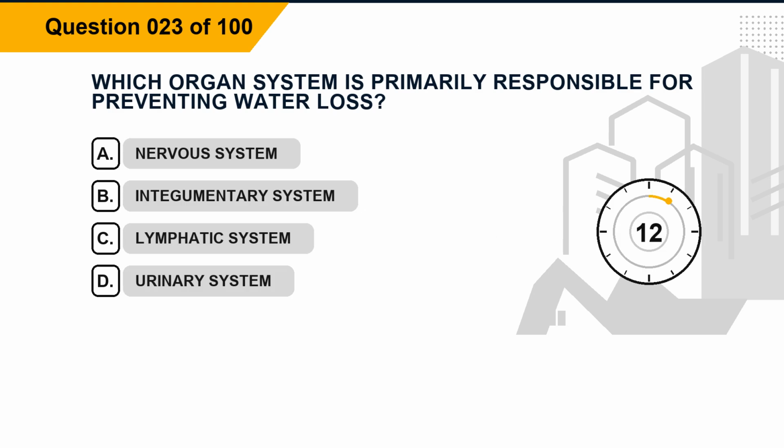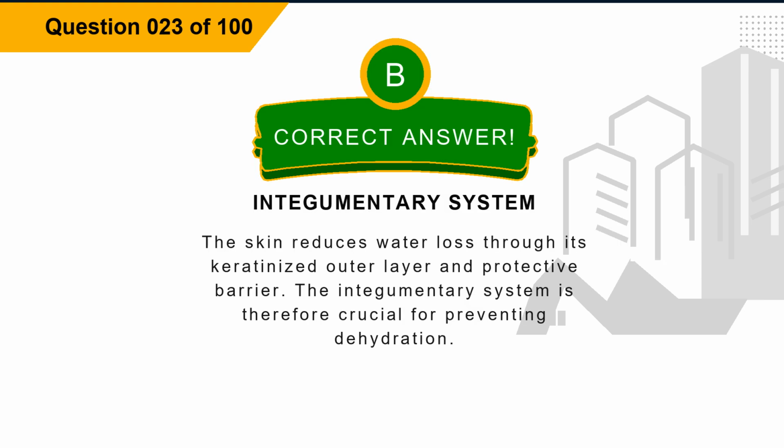Question 23. Which organ system is primarily responsible for preventing water loss? Option A, nervous system. Option B, integumentary system. Option C, lymphatic system. Option D, urinary system. The correct answer is option B, integumentary system. Explanation. The skin reduces water loss through its keratinized outer layer and protective barrier. The integumentary system is therefore crucial for preventing dehydration.